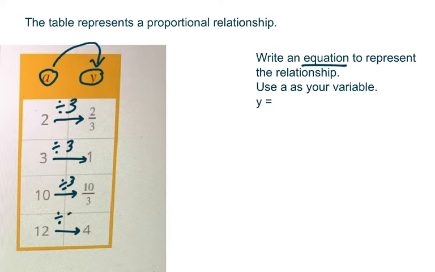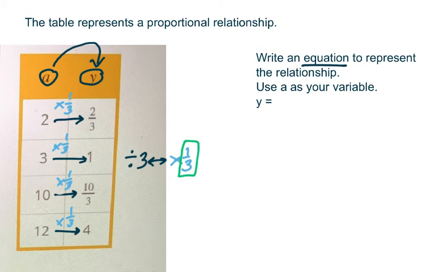So that's actually a good start, though, because I know that dividing by 3 is equivalent to multiplying by 1/3. So I realized that I had found the constant of proportionality right there, because I can change all of these into the equivalent relationship of multiplying by 1/3. So 2 times 1/3 is 2/3, 3 times 1/3 is 1, 10 times 1/3 is 10/3, and 12 times 1/3 is 4.